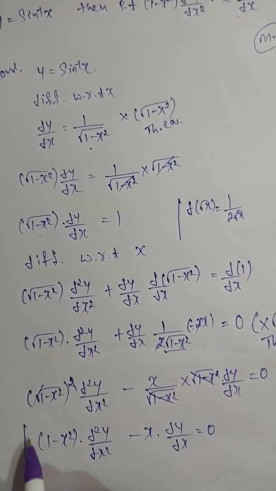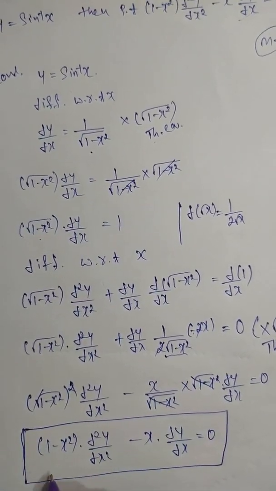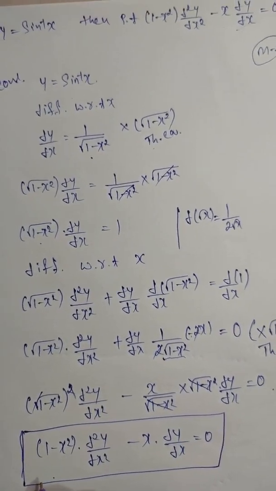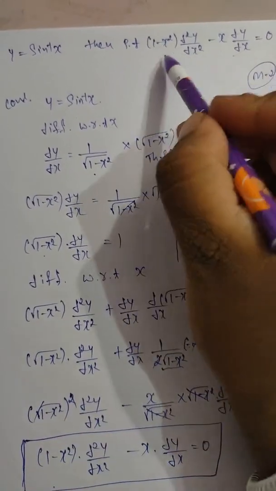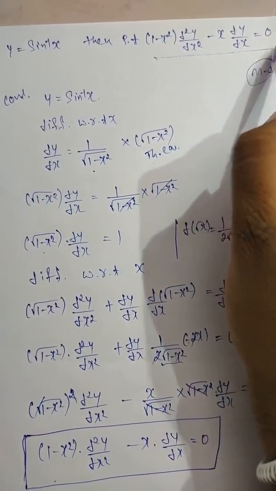So this is a magic. What is the magic here? The given equation, that equation we have already proven here. Just see, what is the given question here? 1 minus x square into d square y by dx square minus x into dy by dx is equal to 0.